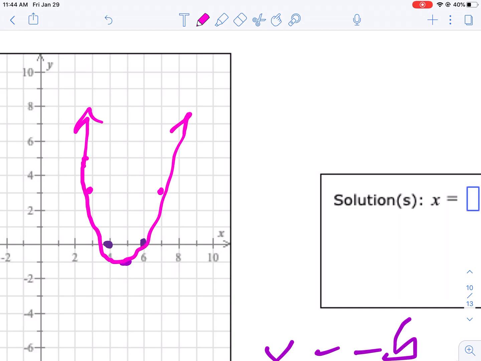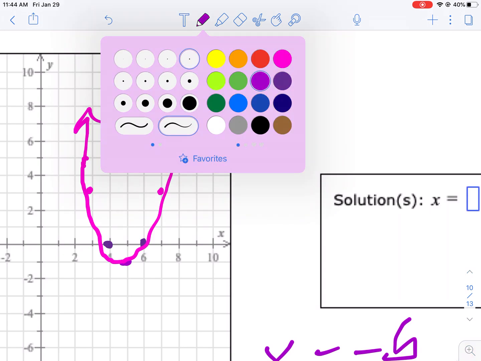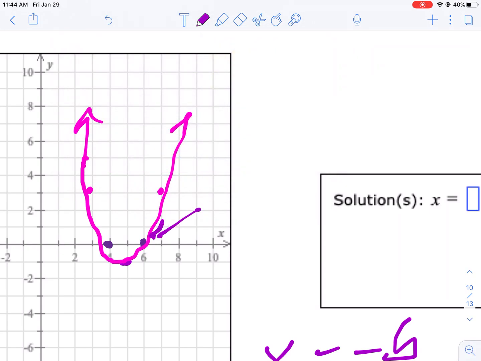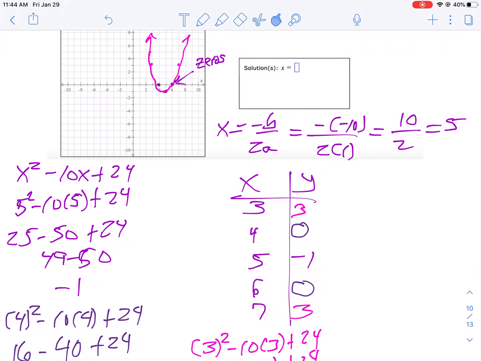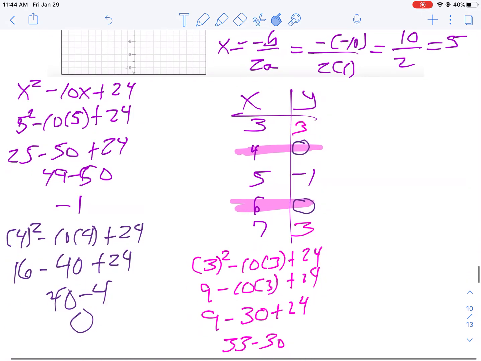Your zeros are when y is 0. We could have solved this a lot sooner, but we had to graph the whole thing. So what value of x makes y 0? Well, we look at our table. When x equals 4, you're at 0. When x equals 6. So what you should have typed in here was x equals 4, 6, because when it crosses the x-axis, that's your solution.